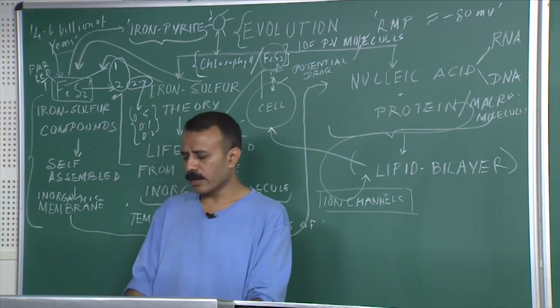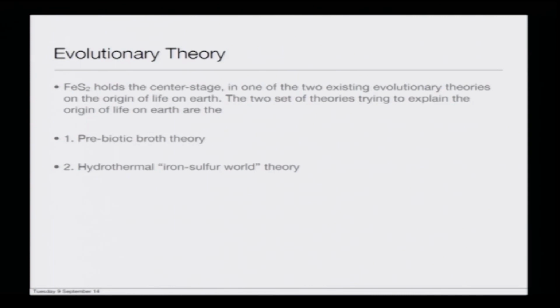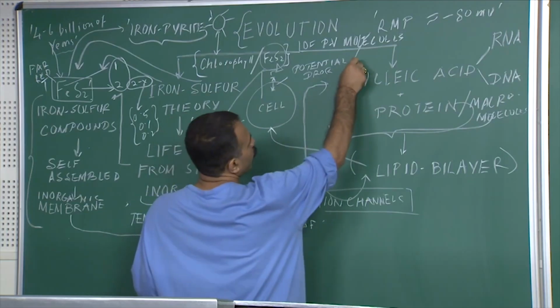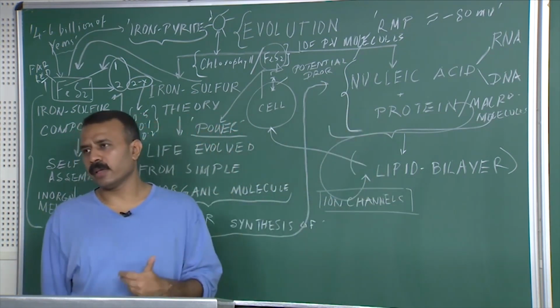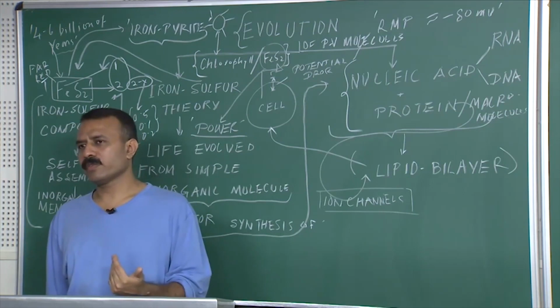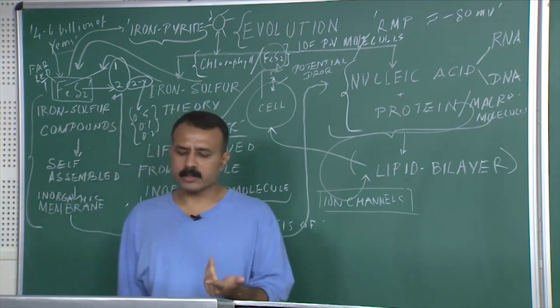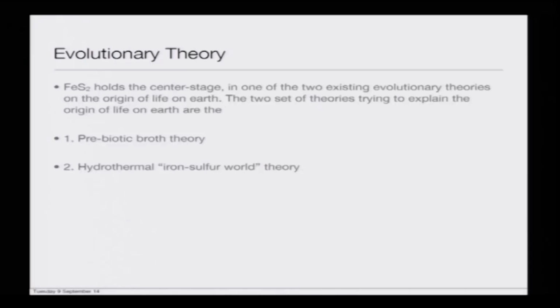So, moving on to the next slide, evolutionary theory. As I was telling you, FeS2 holds center stage in one of the two existing evolutionary theories on the origin of life on earth. The two sets of theories trying to explain the origin of life on earth are the prebiotic broth theory, which is essentially your nucleic acid and protein, the RNA and DNA starting point of life. This is one. The second one is the hydrothermal iron sulfur world theory.